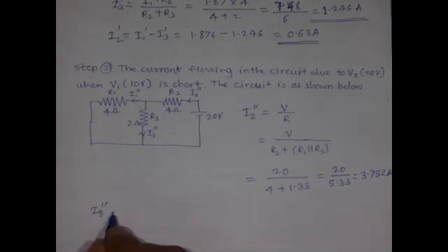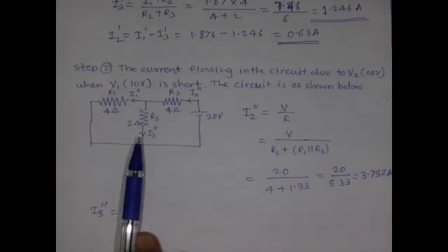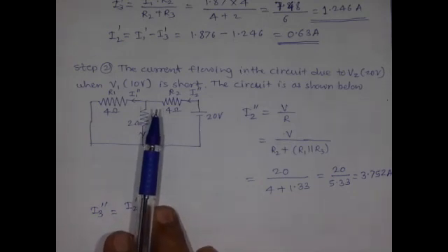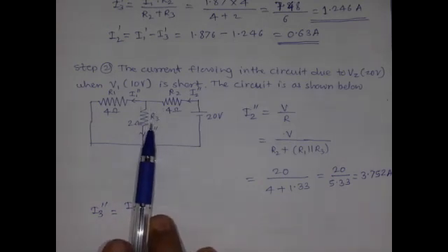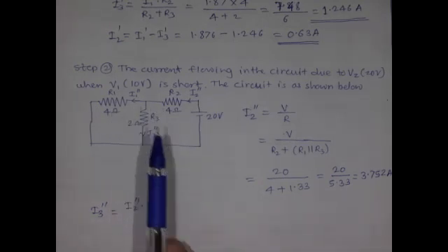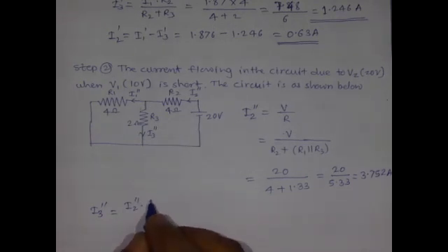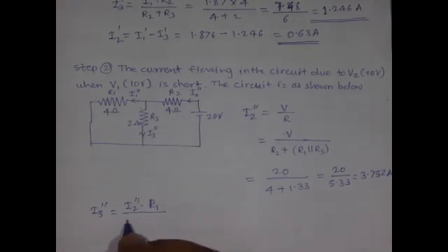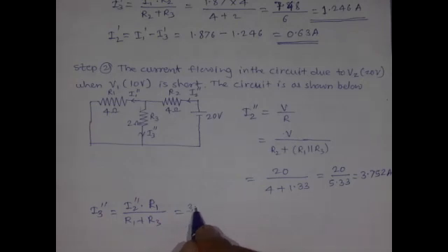Now again, using the parallel branch theorem, we find the value of I3 double dash, which is I2 double dash into, in case of the parallel branch theorem, whenever we find the current for a branch, we select the resistor of the opposite branch. Here the resistor of the opposite branch is R1 divided by R1 plus R3. Its value is 3.752 into 4 divided by 6.